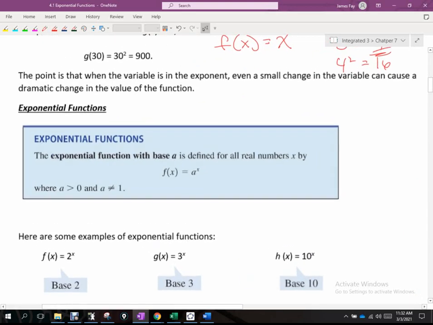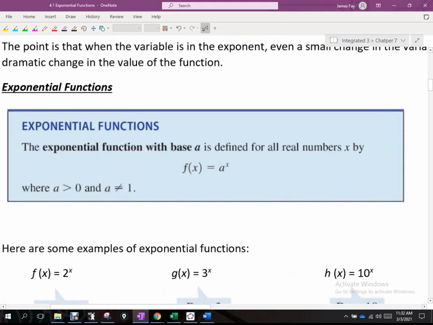Okay, every exponential function is going to be written this way. f of x equals a to the x, a being a number that is bigger than 0. Okay, and we don't want it to be 1. What is 1 raised to the x? What would that look like? Anybody have any ideas?